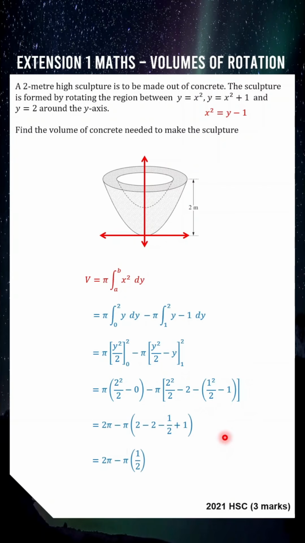So we end up with 2 pi, take away a half pi, which is going to leave us with 1.5 pi's, or 3 pi on 2 units cubed for 3 marks in the 2021 HSC.